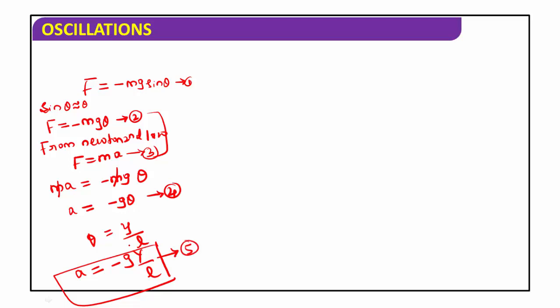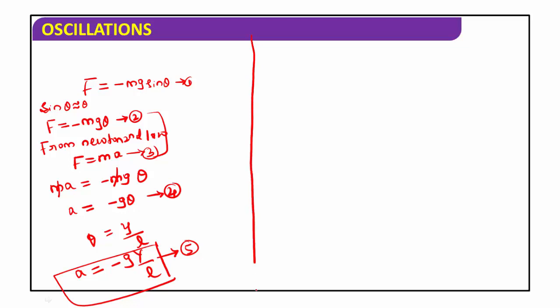Here y by L is constant, so A is directly proportional to minus y. Equation 5 shows that the acceleration of the bob of the simple pendulum is directly proportional to displacement, and the direction of the acceleration is opposite to the direction of motion of the displacement. Hence, the motion of the bob is simple harmonic.